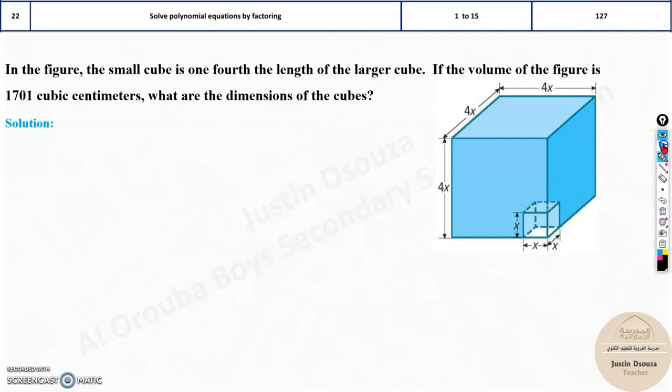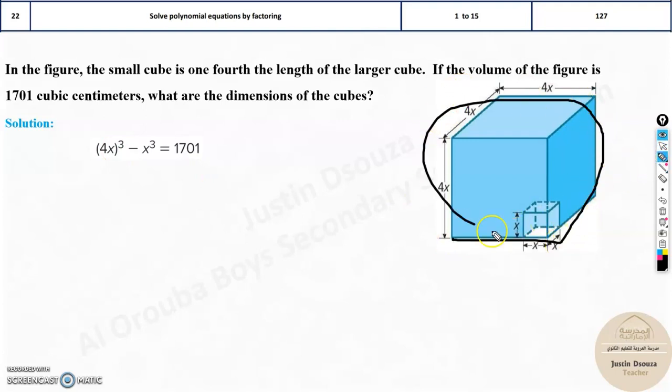It's the same thing. And then the volume of the figure is given as 1701 cubic centimeters. What are the dimensions of the cube? Now here, look at this. The small cube is the hollow space. So the entire cube, if you just cube this or find the volume, 4x into 4x into 4x, that will be 4x the whole cube. You'll get the entire volume. But you do want to remove this hollow space. So remove that out. What you do is subtract x cube. That must be given as 1701.